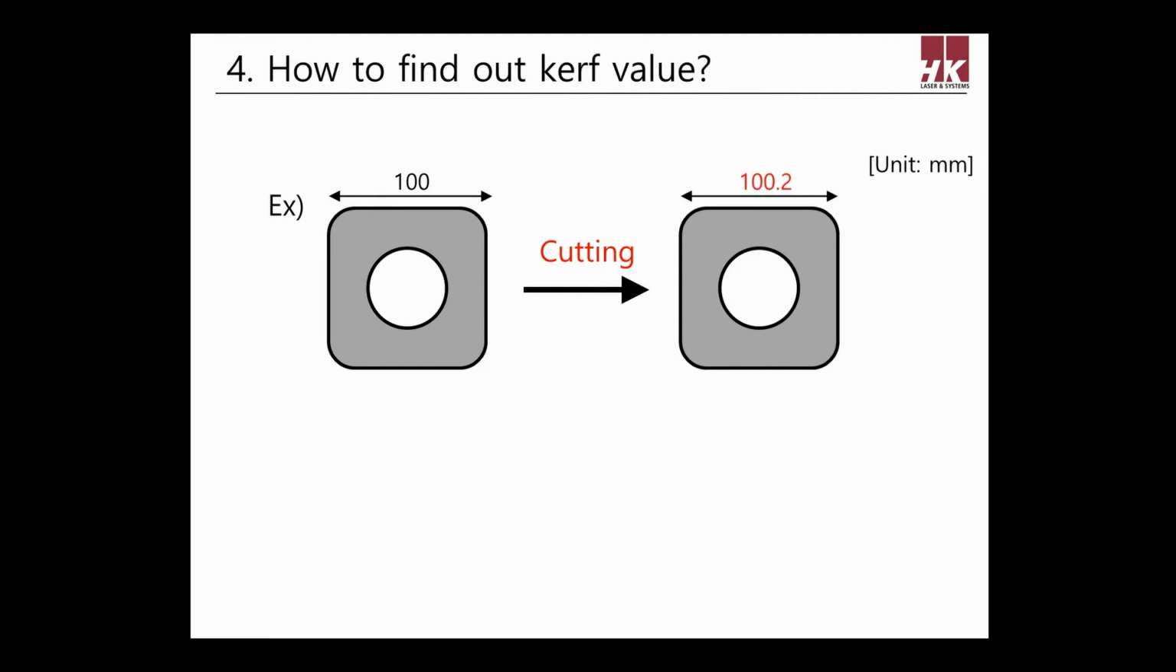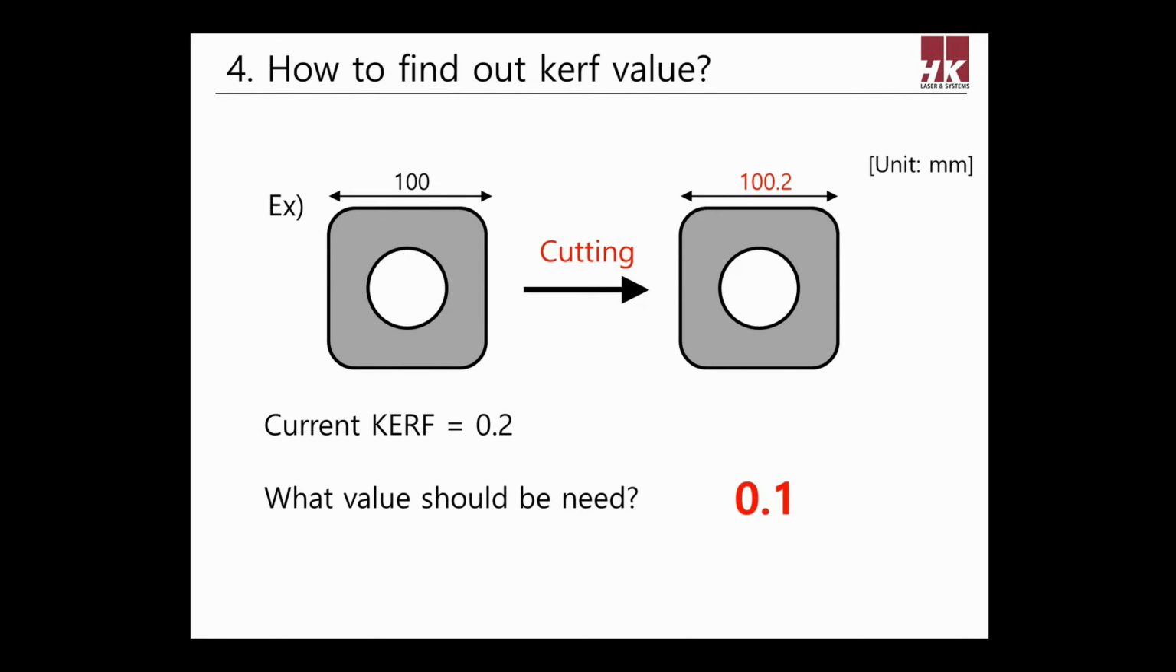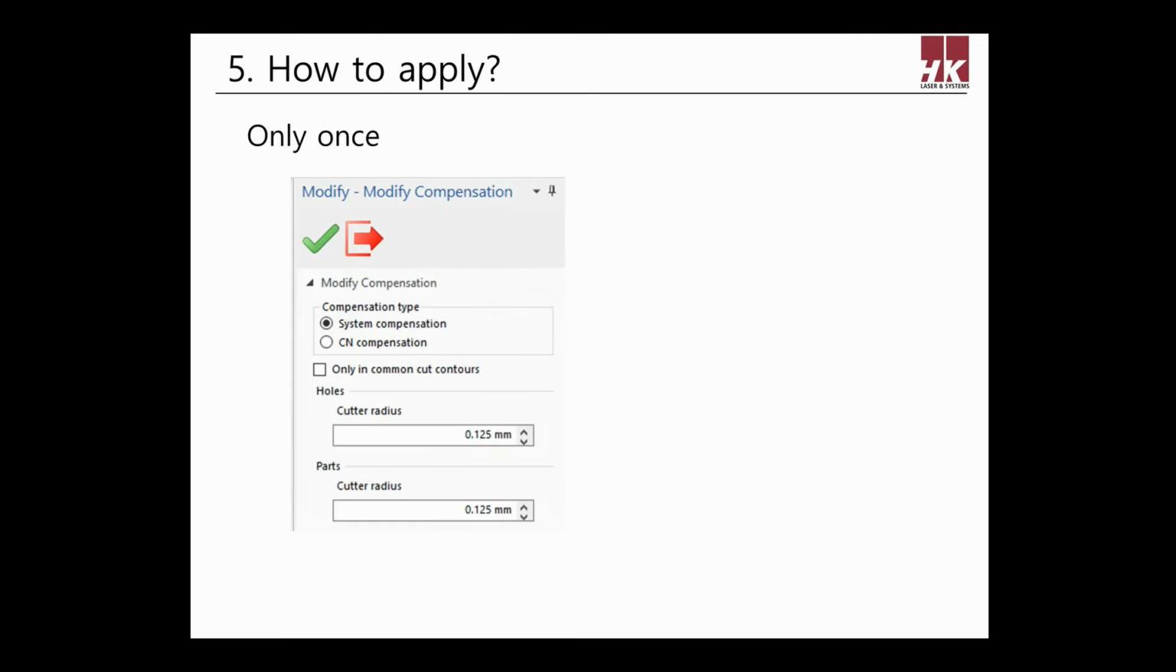And now let's calculate from outside. This is a 100 by 100 box, but the dimension is 100.2 after cutting. So it means the kerf is wrong. If the current kerf is 0.2, how much kerf is needed? 0.1. 0.2 minus 0.2 divided by 2 equals 0.1. So, which side should I use to find the right kerf first?